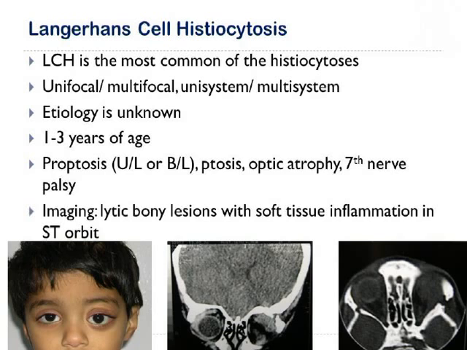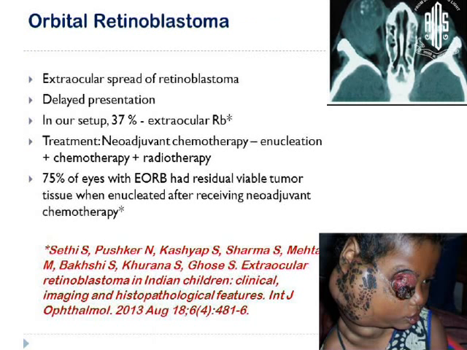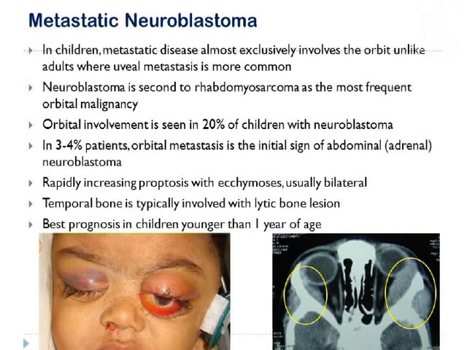So orbital retinoblastoma, we know that this is extraocular spread of retinoblastoma. As you can see here, the intraocular calcification with tumor, and there is an extraocular spread. And this is one of the delayed presentations of retinoblastoma. In our setup, around 37% of patients present with this stage of tumor. And the treatment is that we give neoadjuvant chemotherapy, followed by enucleation, and then we have to continue with the chemotherapy and the radiotherapy.